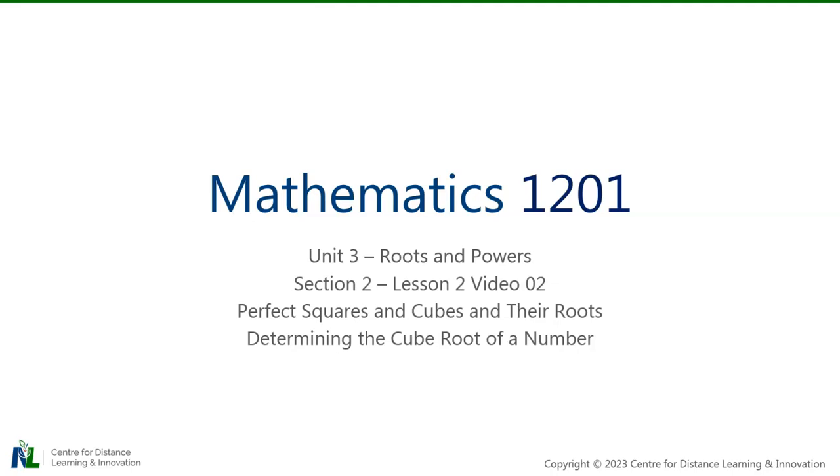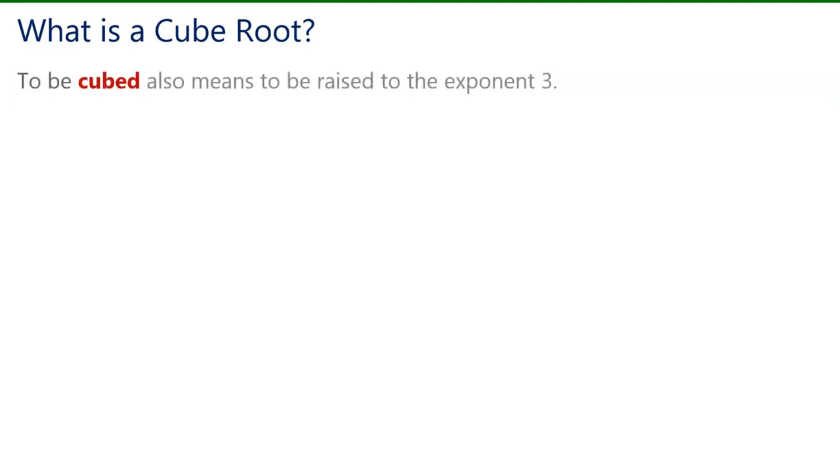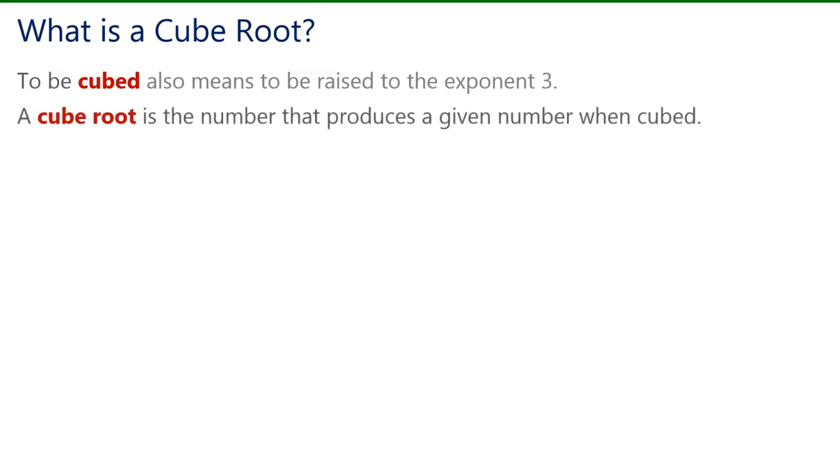In this video, we will be determining the cube roots of several numbers. A cube number is the product of a number multiplied by itself 3 times. To be cubed also means to be raised to the exponent 3. A cube root is the number that produces a given number when cubed.